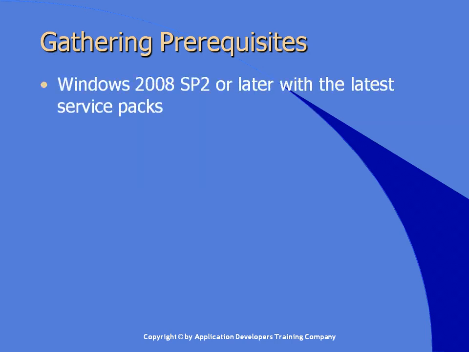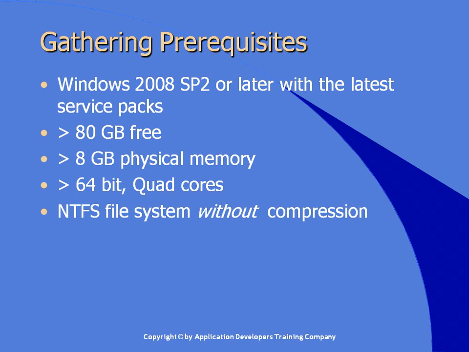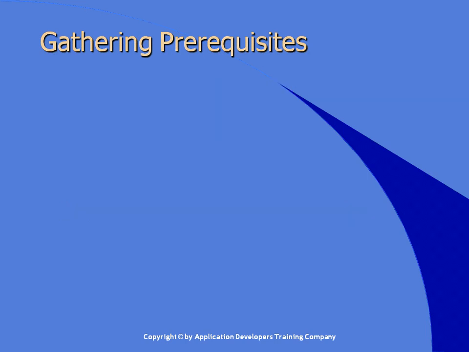In addition, you're going to need Windows 2008 Service Pack 2 or later, 80 gig of free space, and we'll go into more detail on that shortly, 8 gig of physical memory in a production environment, and most likely in your test environment, but in a dev box you could drop it down, but Microsoft doesn't recommend going below 8 gig. And 64-bit quad cores. This also applies for the dev box. You can certainly use dual core if you're using it as a standalone test environment. NTFS file system without compression.